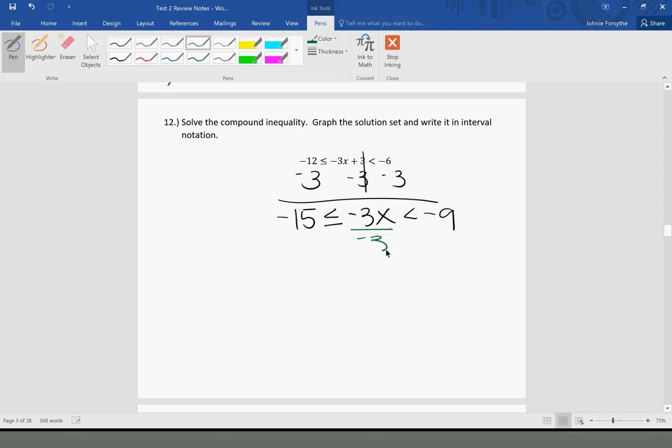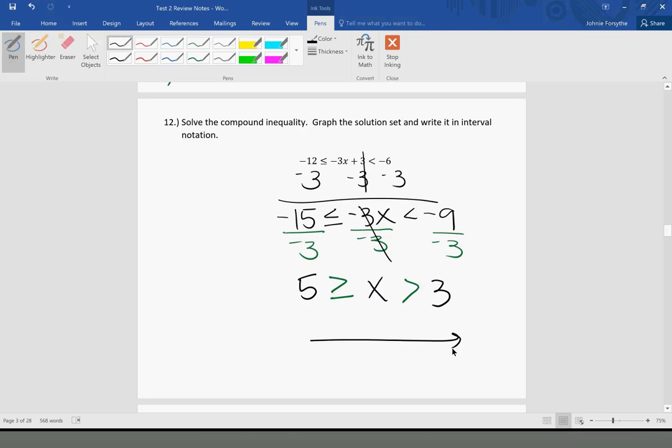Then I'm going to divide by -3 everywhere. Now, when you divide by a negative in an inequality, you must flip the inequality sign. So this first sign is going to flip the other way, and this next sign is as well. So now I have -15 divided by -3 is +5, which is now greater than or equal to x, which is greater than +3.